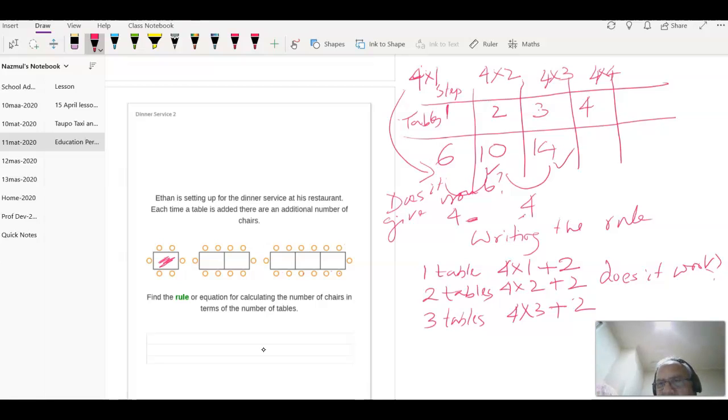Fantastic. So most likely the rule is going to be, if you call this one X and that one Y, I'm not sure whether they asked you to use a particular variable. That's the reason I'm calling the number of tables X and the number of chairs Y. So it'll be Y, number of chairs, equals 4 lots of X, 4 times the number of tables, plus 2. That's the rule. This is how we write the linear rule.